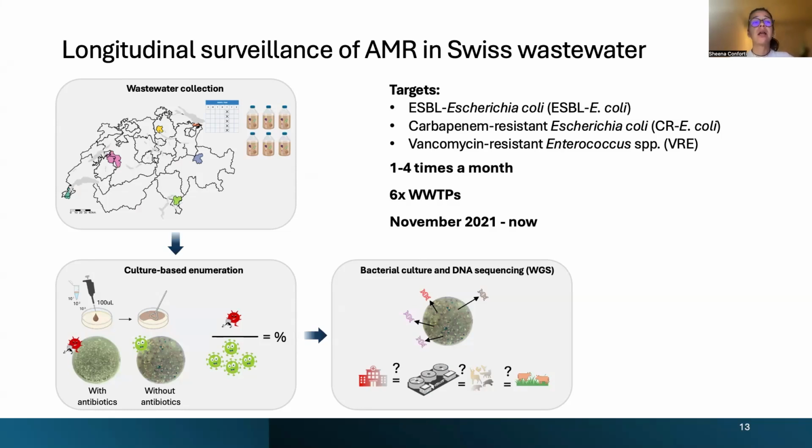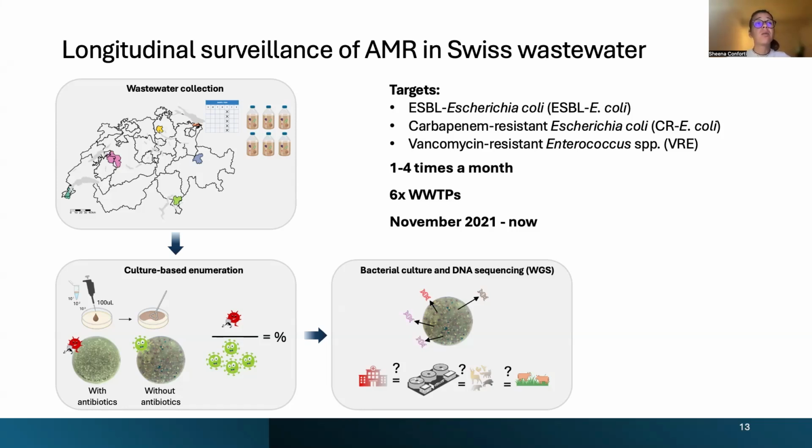So people are still doing this procedure. 6 wastewater treatment plants, 1 to 4 times a month. So at the beginning, we quantified AMR in wastewater weekly, and now, for example, it is only monthly. And we targeted three different bacteria, which are highly clinically relevant and listed among the priority pathogen list provided by WHO, which are ESBL E. coli, so Escherichia coli that are resistant to broad spectrum antibiotics, but also carbapenem resistant E. coli and vancomycin resistant enterococcus species.